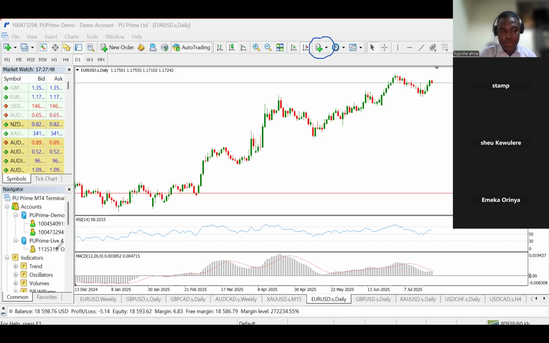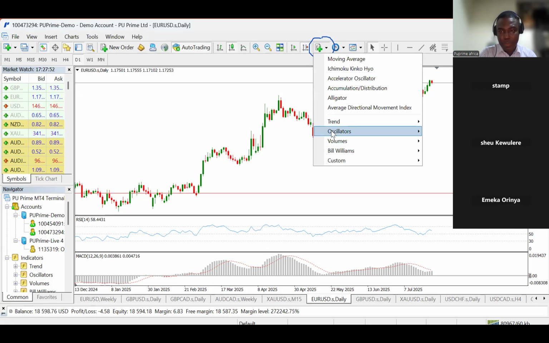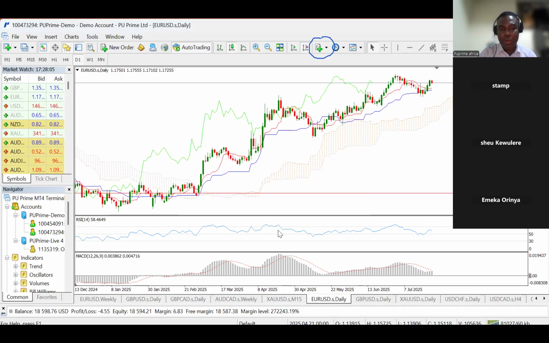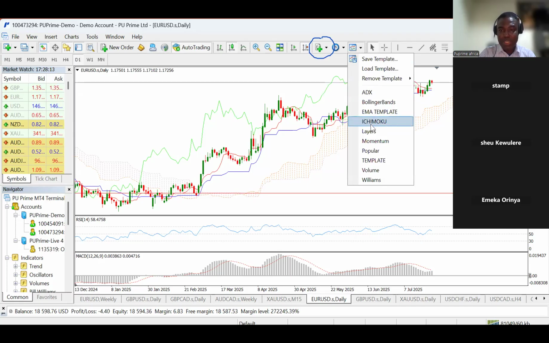This area I circled. Click on it. Go to trend. Under trend indicators, you will see Ichimoku Kinko Hyo. So let me click on it now, and you can see the settings are there, 9, 26, 52. Click OK. Now it's on. The background here is white, so it's difficult to see. But I already saved the template in a black background, so that one is a lot easier to spot. So I'll click on that now.